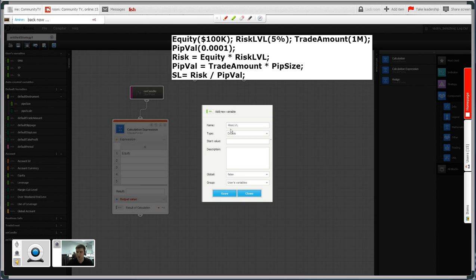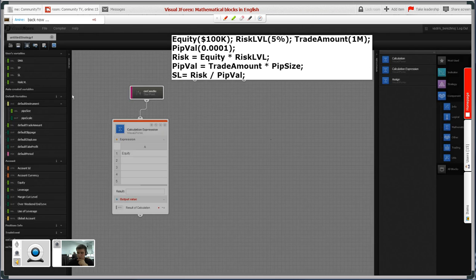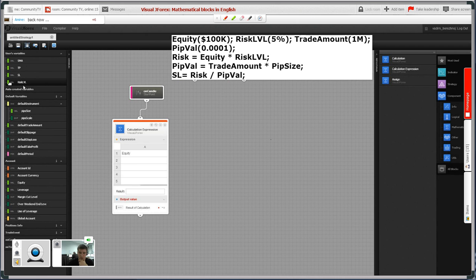Level. It would be double and default value will set to 5%. We will set it to 0.05. That would be easier to calculate. Otherwise, we should divide and multiply by 100. That's per action. Double 5%. We use our risk level. Second, trade amount. That's our default value.